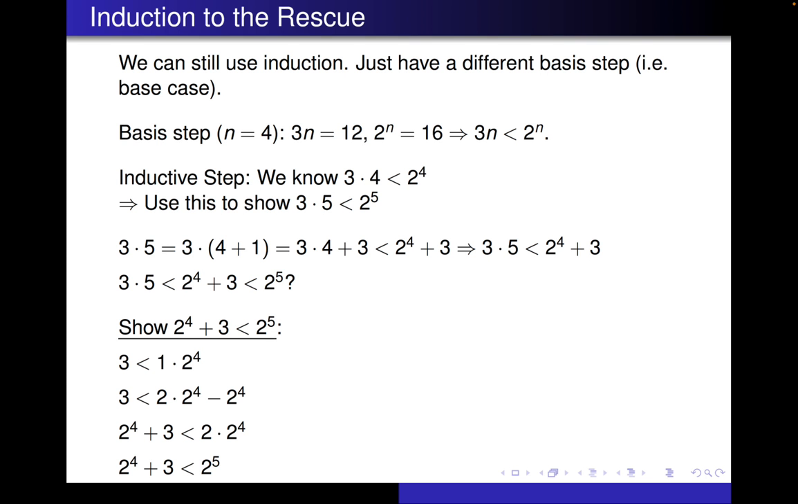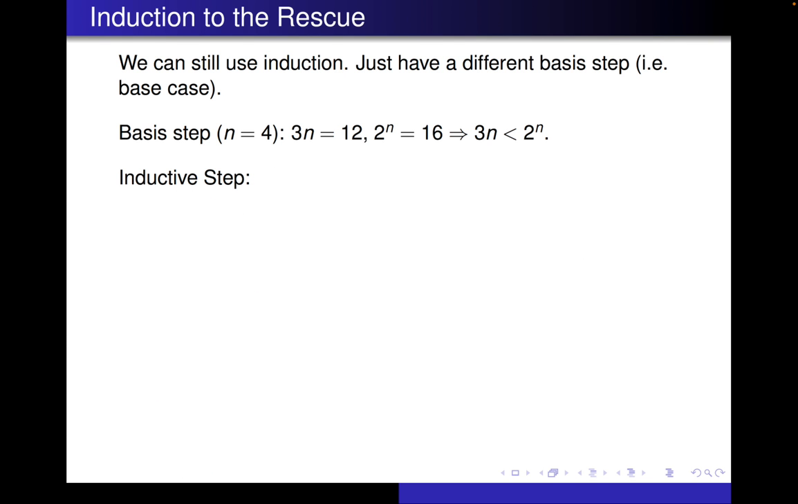I can actually prove that 2 to the 4th plus 3 is less than 2 to the 5th by starting with the fact that 3 is less than 2 to the 4th, and 2 to the 4th is equal to 2 times 2 to the 4th minus 2 to the 4th. That will give me 2 to the 4th plus 3 is less than 2 times 2 to the 4th, and 2 to the 4th plus 3 is less than 2 to the 5th. So it looks like I can prove that induction step.